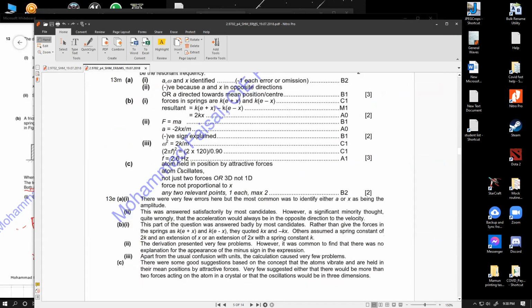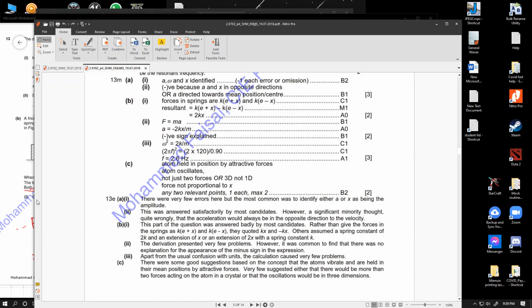13C. Atom held in position by attractive forces, atom oscillates, not just two forces or 3D or 1D. Okay, force not proportional to x. Any two relevant points, one each, max 2. Atom held in position by attractive forces, okay. Atom oscillates, okay. Not just two forces or 3D.